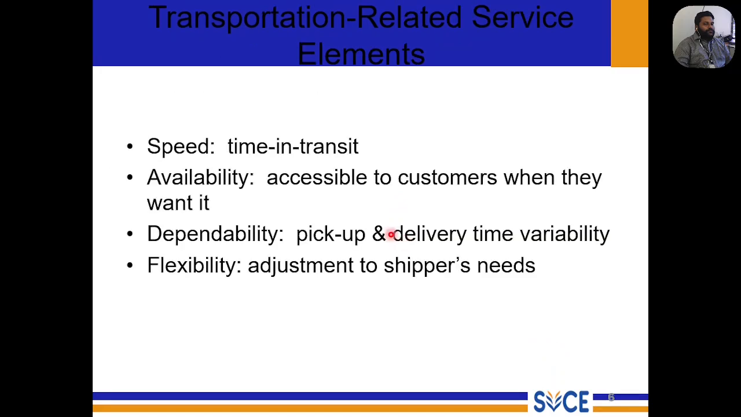Speed is the time in transit, that is, how much time is required in transit and how long the product sits idle in a particular place. Availability means being accessible to customers when they want it. Dependability means pickup and delivery time variability, being very flexible as per the customer's preference. Flexibility is adjustment to the shipper's needs. So it has to be very flexible. Flexibility is one of the key phases in transportation.